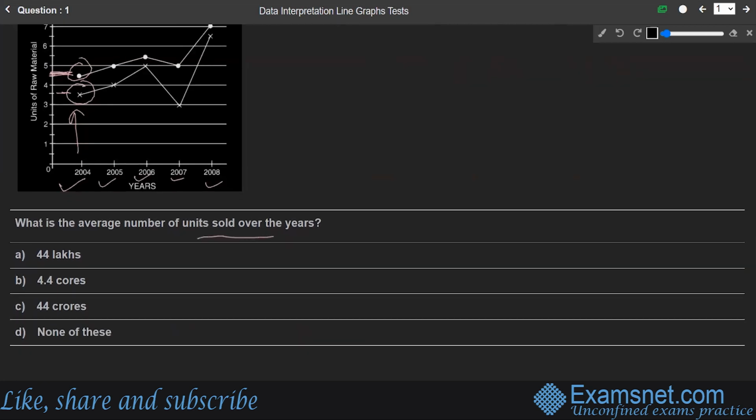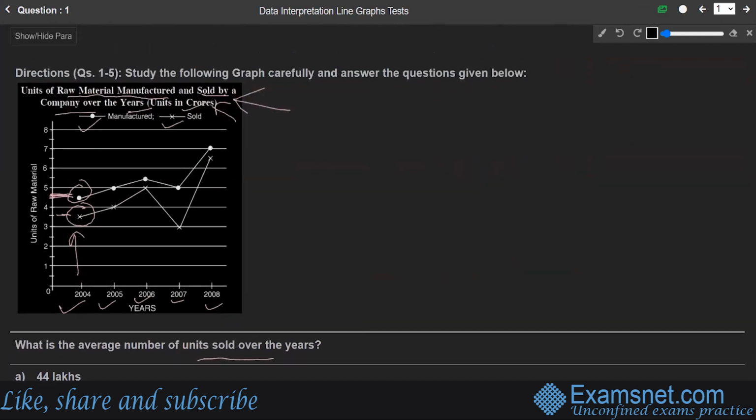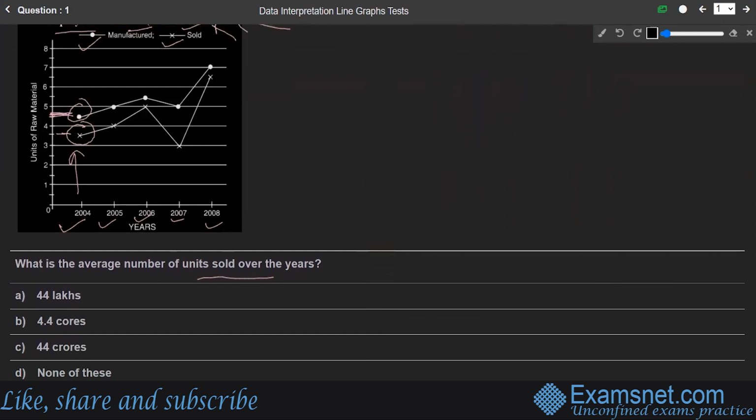So clearly we have to find out the average of the units sold. The units sold have been represented by crosses. For finding the average, we need the formula of averages: sum of all divided by total number. That is the formula for averages. So clearly we need to do the sum of all these cross values over the years from 2004 to 2008, and then divide by how many years are included. 1, 2, 3, 4, 5 years are included. So the total has to be divided by 5.